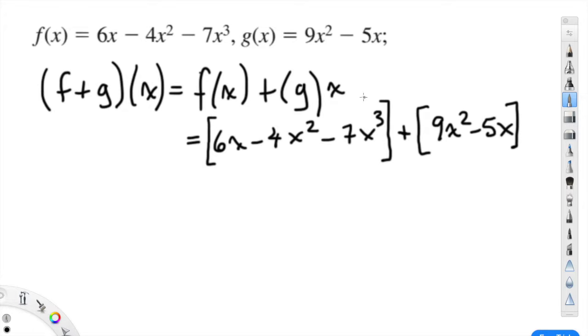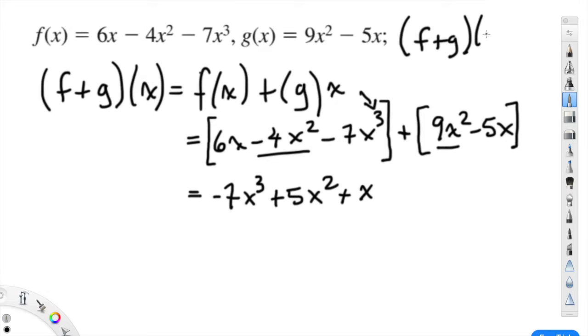The highest degree is 3, so negative 7x cubed is the only term of degree 3. That ends up at the front, negative 7. For degree 2, there's negative 4x squared and there's 9x squared. So 9x squared plus a negative 4x squared is the same thing as 5x squared. Okay, we're done with those. All that's left is 6x and negative 5x. So 6x minus 5x is just x.